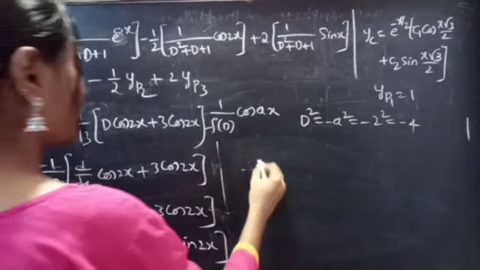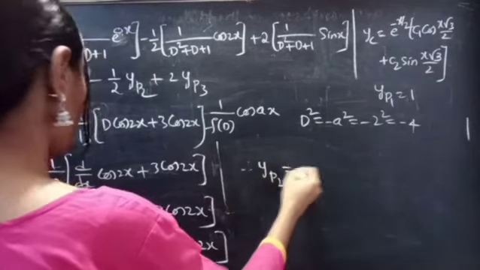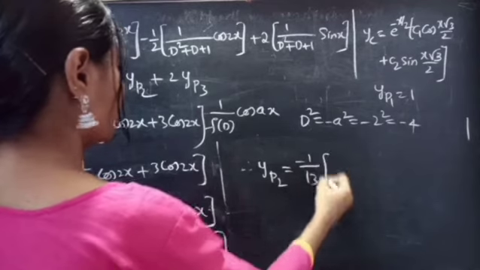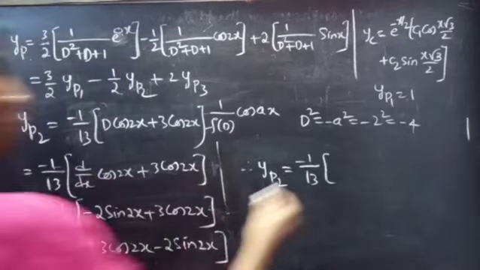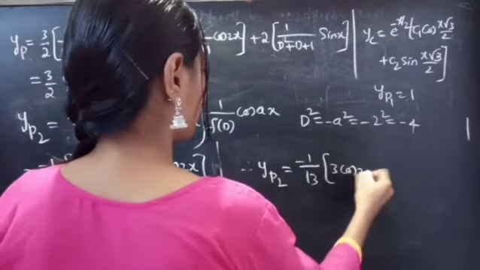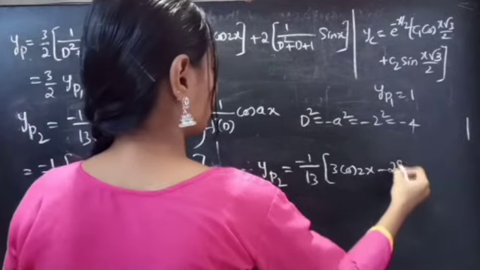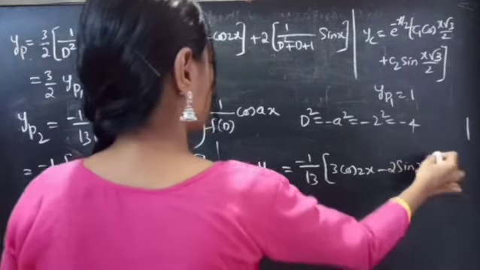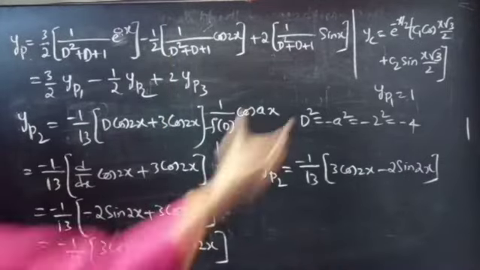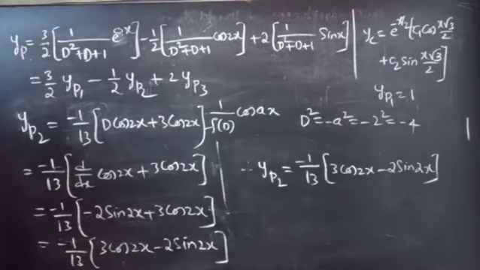So this is the result obtained from yp2. Therefore, yp2 equals minus 1 by 13 into 3 cos 2x minus 2 sin 2x. Now let's find yp3.